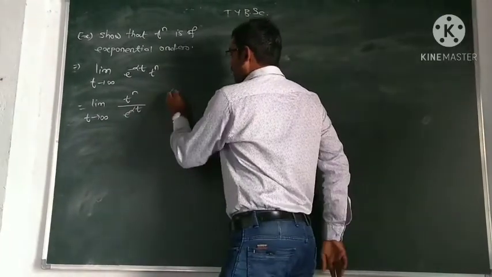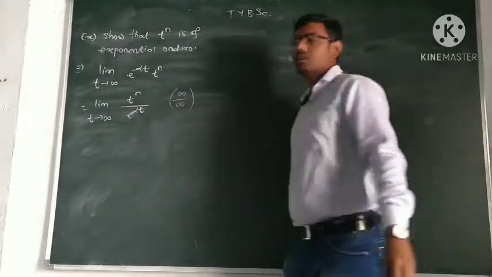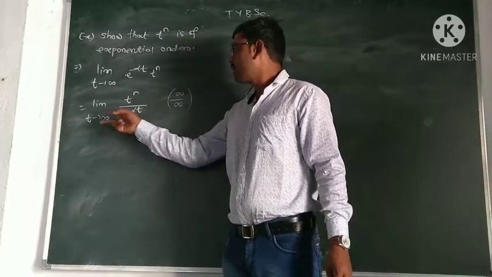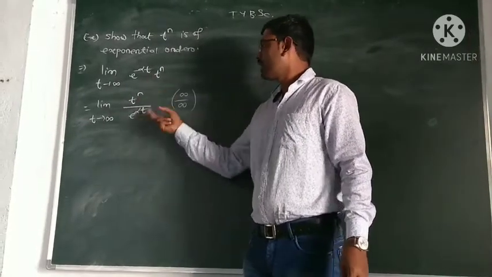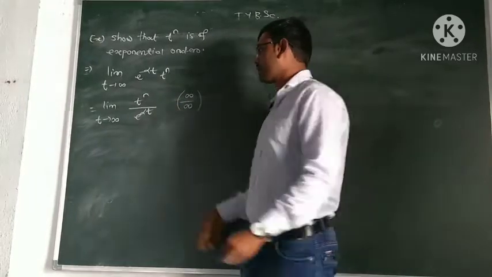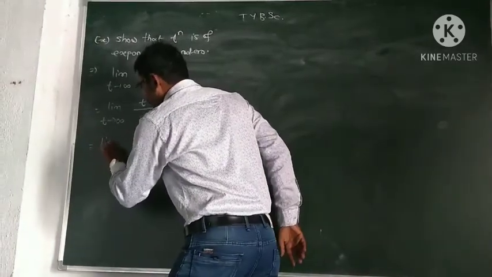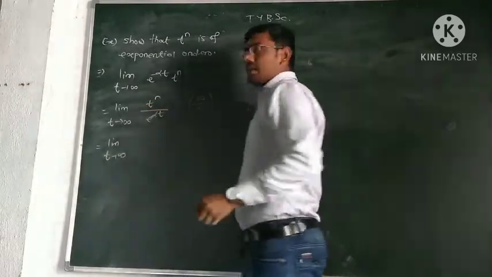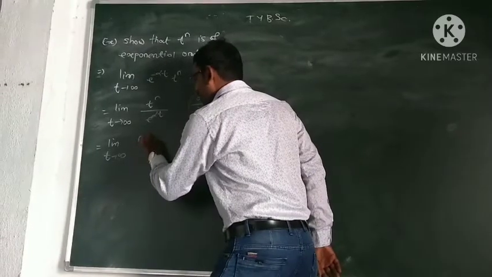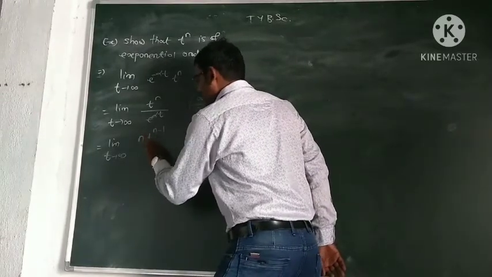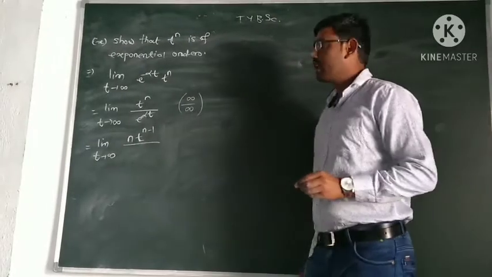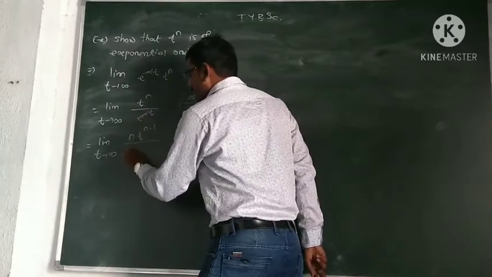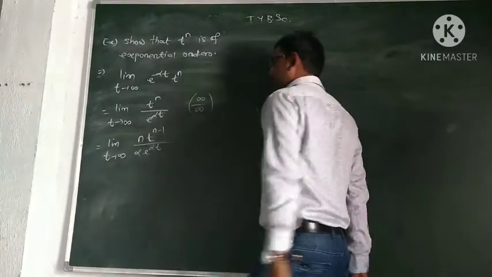So this is infinity by infinity form, and we know the L'Hopital rule: when there is infinity by infinity form, the limit of this form is equal to the limit of derivatives. Take the derivative of numerator and denominator. So this is equal to limit t tends to infinity of the derivative of t raised to power n, which is n into t raised to power n minus 1, upon the derivative of e raised to power alpha t with respect to t. So derivative is alpha into e raised to power alpha t.